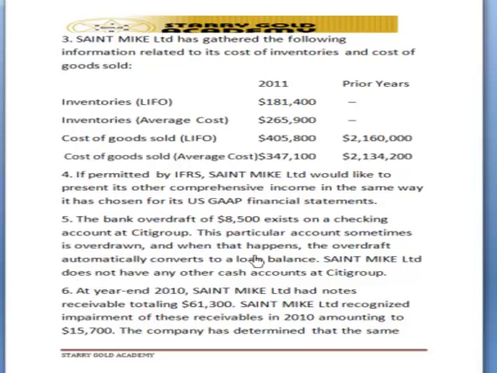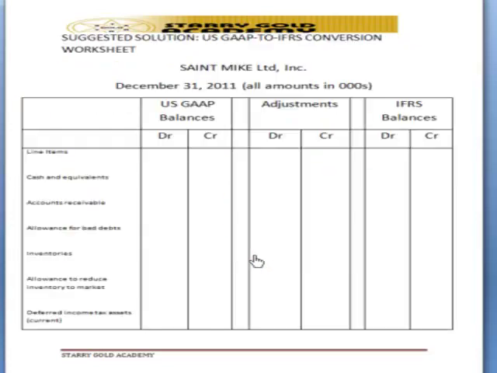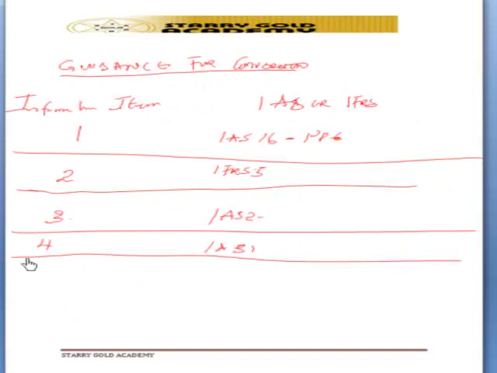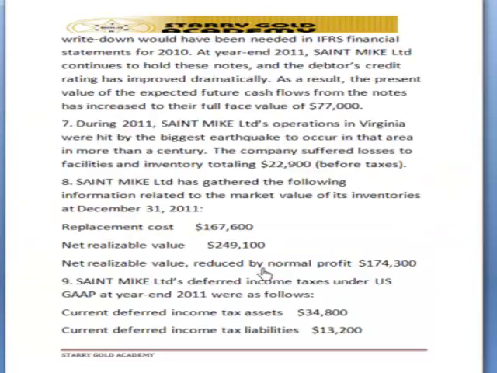Number 5 will be taken care of by IAS number 7, which is statement of cash flows. IAS number 7 will take care of item number 5. By the time we get there, we'll consult IAS number 7. Okay. So this is what you do when the client gives you its financials.